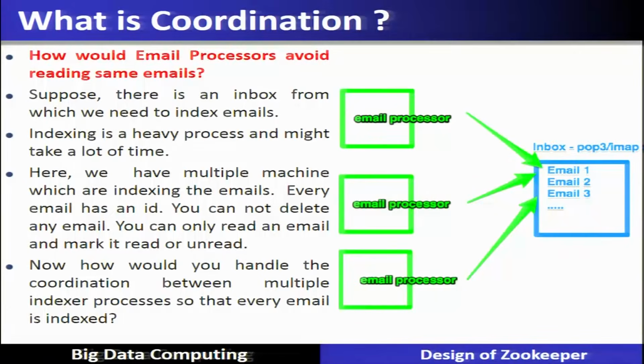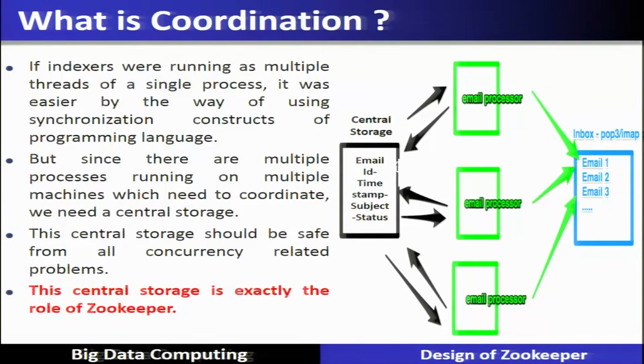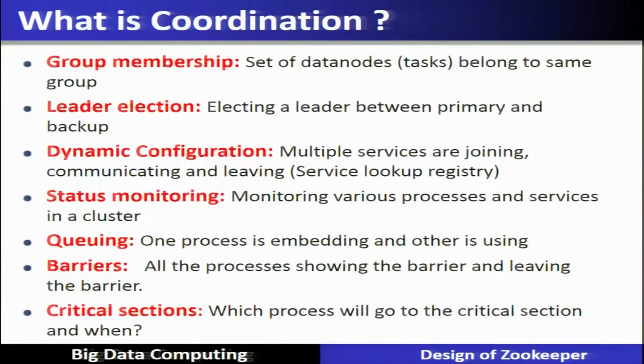That is shown here in this particular picture. If the indexers were running as multiple threads on a single machine or a single processor, it would be easily handled with the help of synchronization constructs of a programming language. But since there are multiple processes running on multiple machines, we need to coordinate. That is, we require a central storage implemented on a distributed system, which is nothing but a coordination service. This central storage would be safe from all concurrency related problems. This central storage is exactly the role of the coordination in Zookeeper.